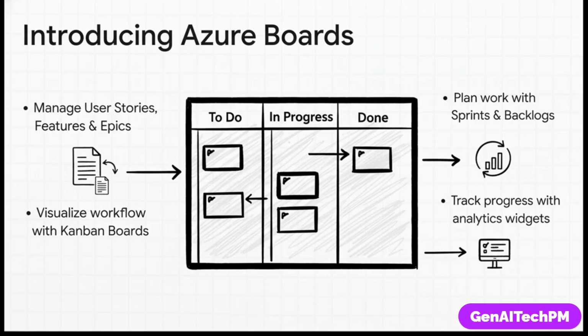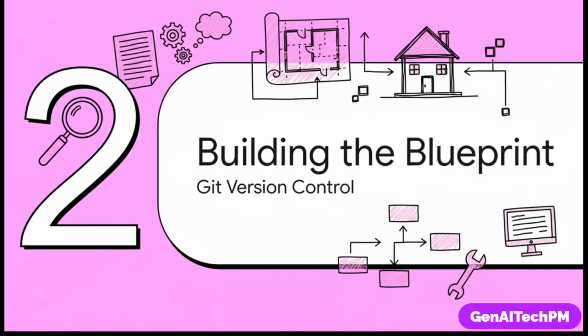It is your project management command center. You can break down your really big ideas, which we call epics, into smaller chunks called features, and then into individual tasks called user stories. You can see your whole workflow on a Kanban board, with columns for to do, doing, and done. It helps you plan work in short cycles called sprints, and you can track all of your progress with live dashboards.